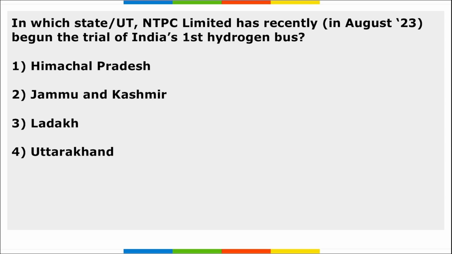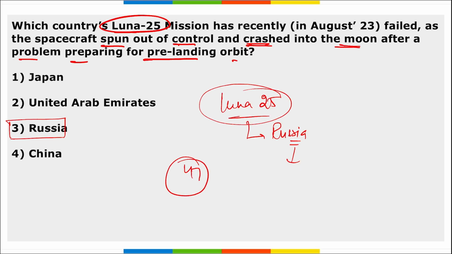What is the name of the mission of India that was a successful mission to land on the south pole of the moon? It is Chandrayaan 3. It was launched by ISRO.